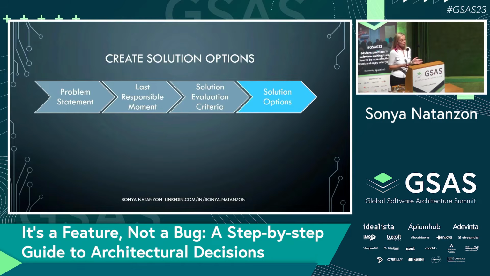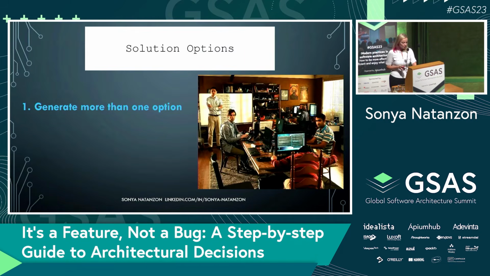A couple of things to remember as you do that. First of all, generate more than one option. A really sharp product manager once told me, if you can think of one solution, you can think of more than one. Your peers, your stakeholders, your business will really want to know that you truly considered more than one option, not just your favorite one, not just a simple one that popped into mind, but multiple options.